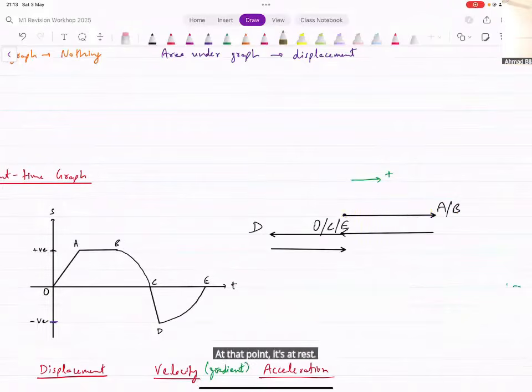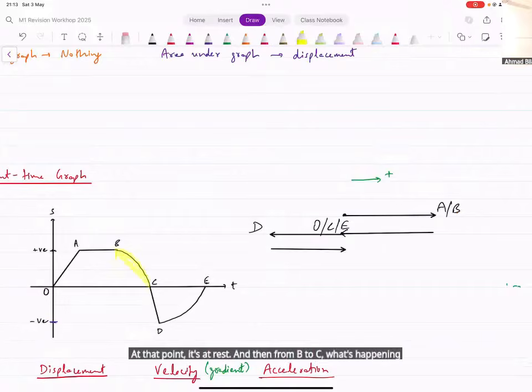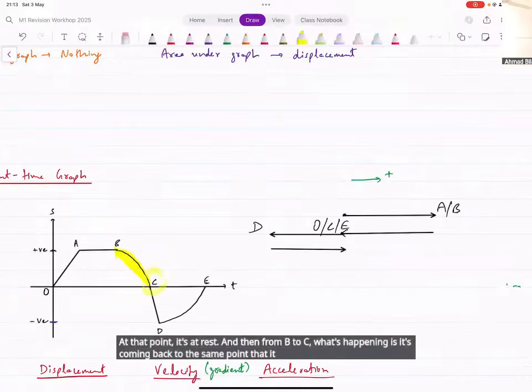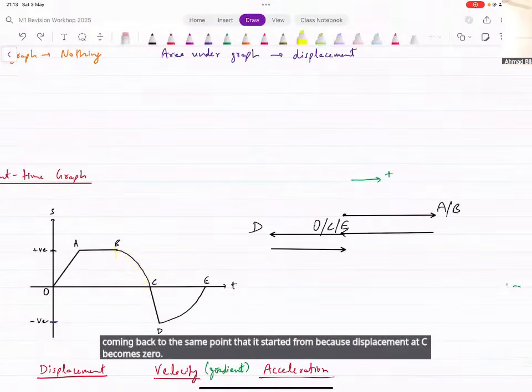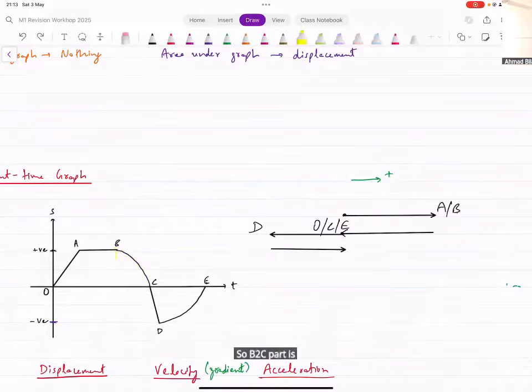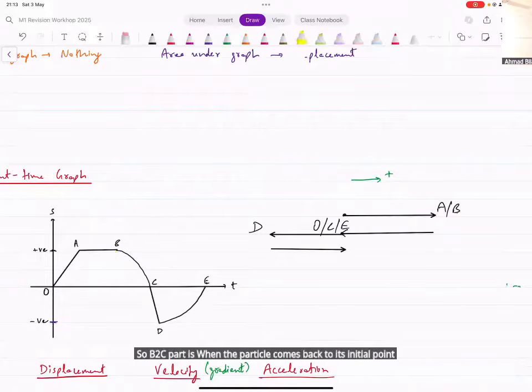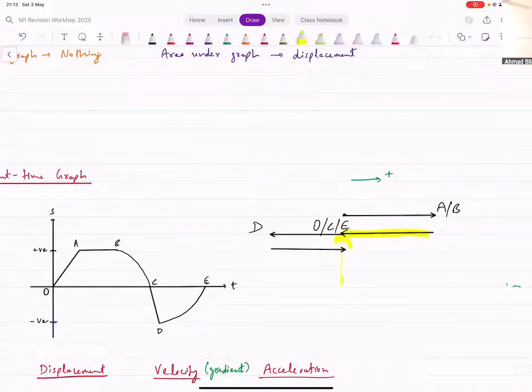And then from B to C, what's happening is it's coming back to the same point that it started from, because displacement at C becomes zero. So B to C part is when the particle comes back to its initial point, which was this point here.